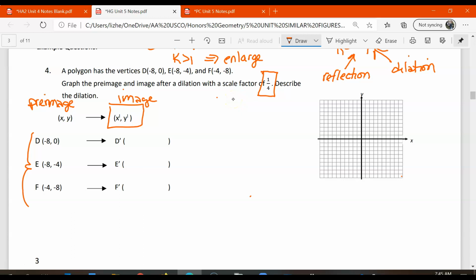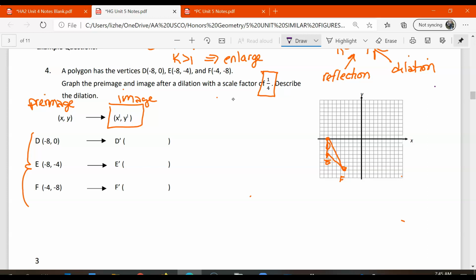Okay, (-8, 0) is right there. There's D. (-8, -4) is right there. That's E. And F is (-4, -8). So I have this triangle. Get another color going. All right. So now I'm going to find that is the pre-image. I have graphed the pre-image.